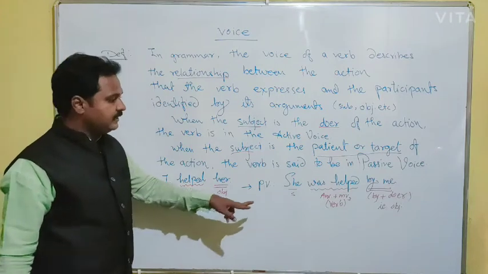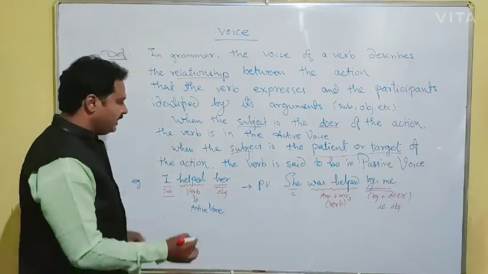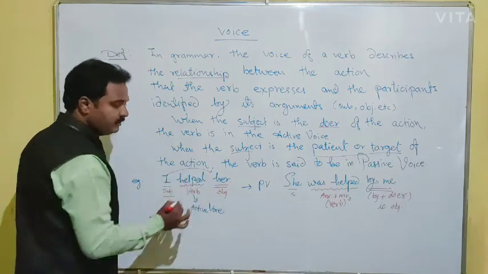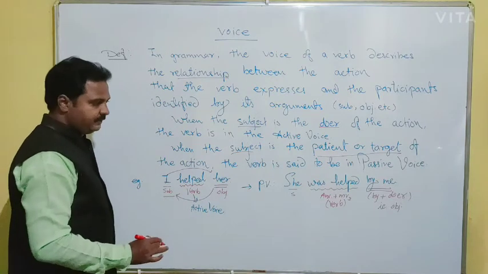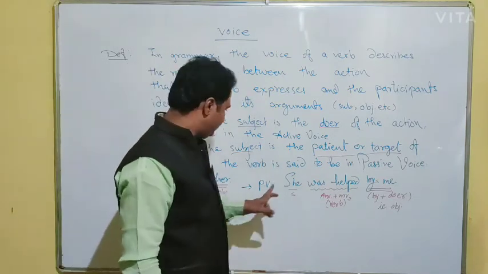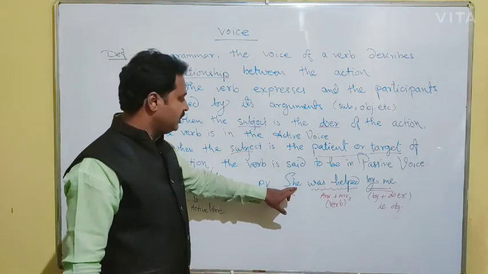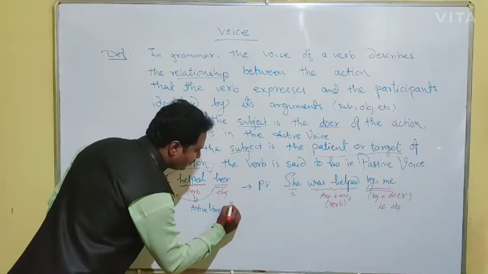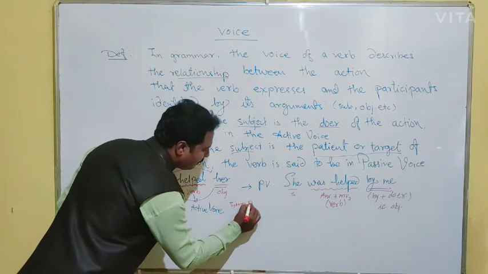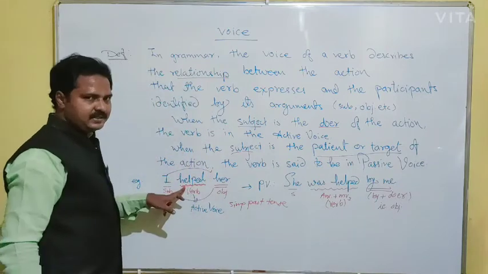Then in PV, that is passive voice, whenever we make it, the subject goes to the object form and the object goes to the subject form. Subject is there. Her is put as she, the first form, she. Now helped is in simple past tense.